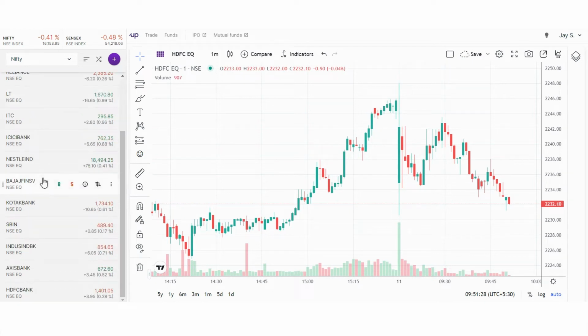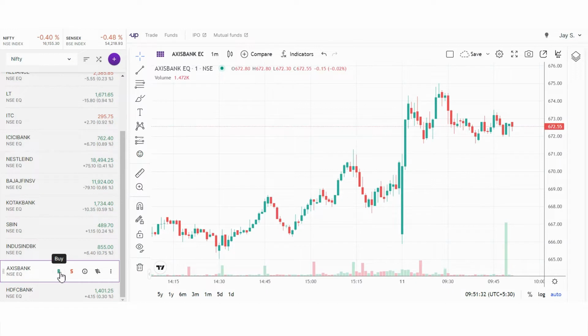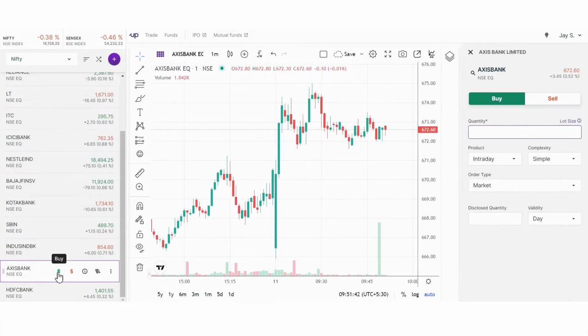So let's say I go to the share of Axis Bank. Here you can see the option for buy and the option for sell. You can see that the price is fluctuating every second, right? So let's say I go to the buy option. Here you can see different options like quantity.